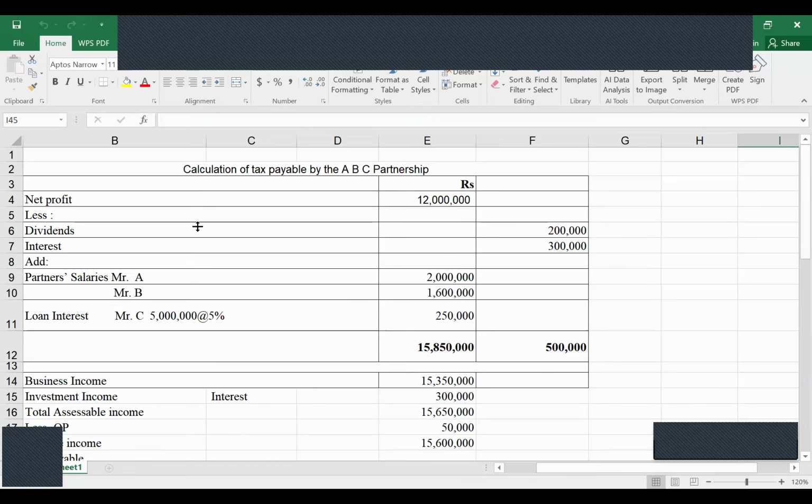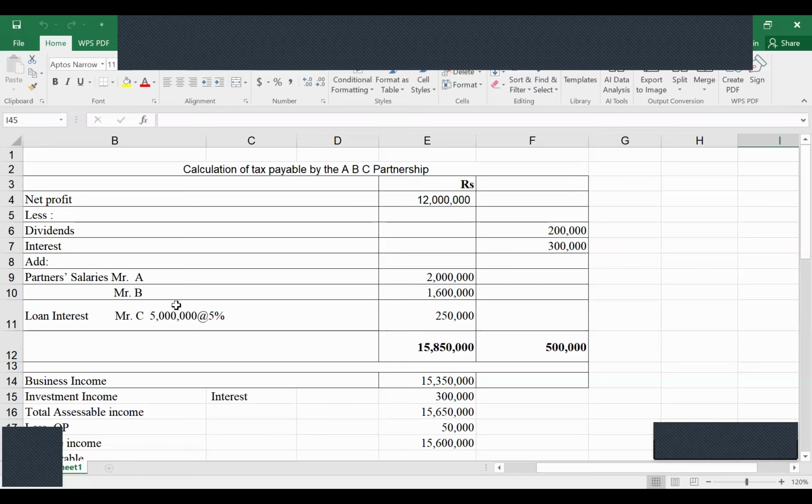It includes dividends and interest. We have to remove it because we are calculating business assessable income from business. Therefore, dividends and interest are not a part of the business income. That is why we remove it. After removing these two, we have income from business.